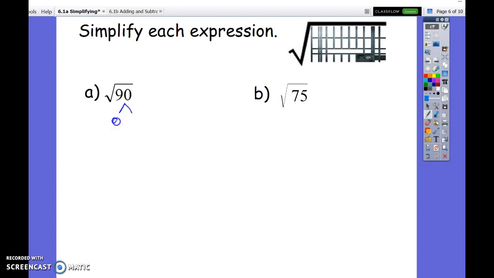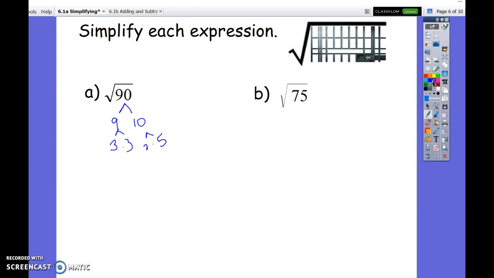Well, I know that 9 times 10 equals 90. I know that 3 times 3 equals 9, and 2 times 5 equals 10. And that's pretty much the lowest we can go for all of those, right? 3, 3, 2, and 5 are all prime numbers, so we're done factoring.